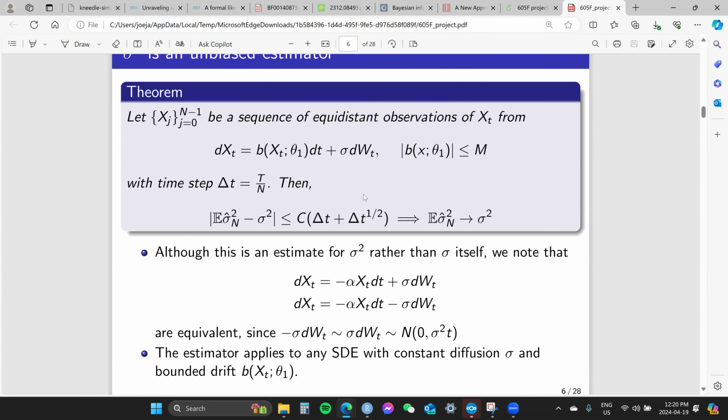So if you flip the sign, it's just symmetric. So it's no problem. It's the same thing in multiple dimensions, you just rotate around. And finally, there's a bit of generality here, actually. It's not just for OU processes. This will work for any constant sigma. So as long as the diffusion is constant in this term here, then it'll work as long as your drift is bounded.